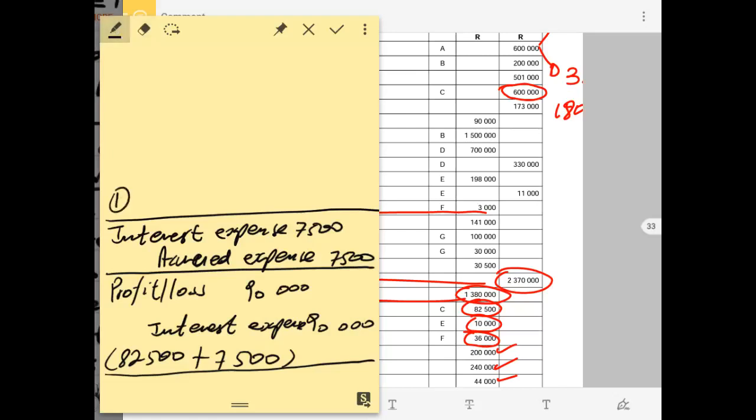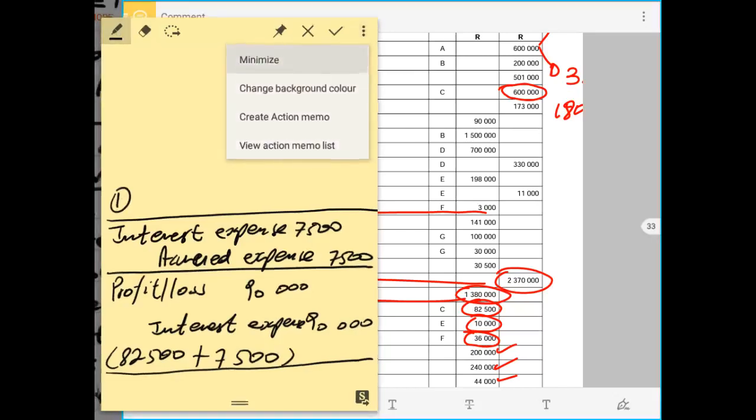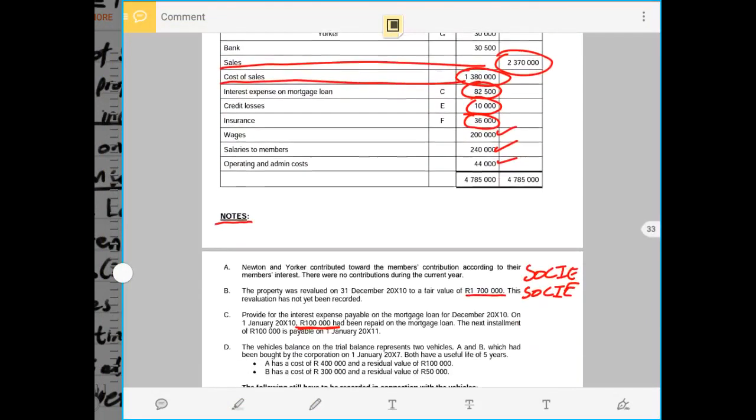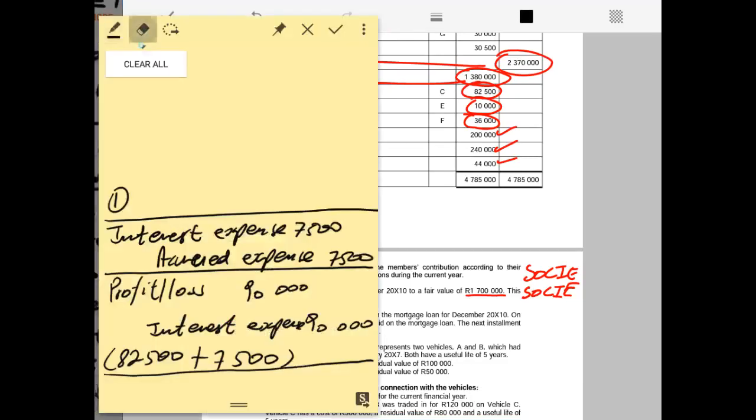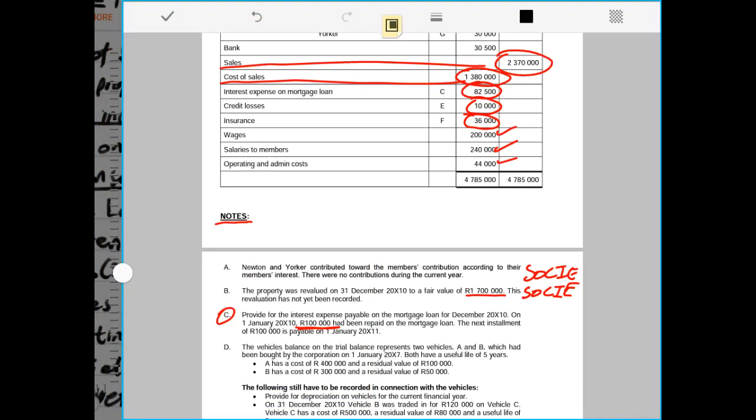Let me check, was it really number 1? So now let us check in our requirements. Okay, that was requirement number C. They are using alphabets. That is requirement number C. So now we have done requirement number C. Let us take the same transactions and we record them in the income statement.